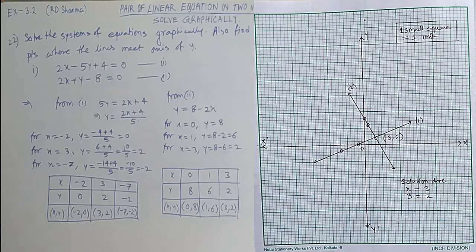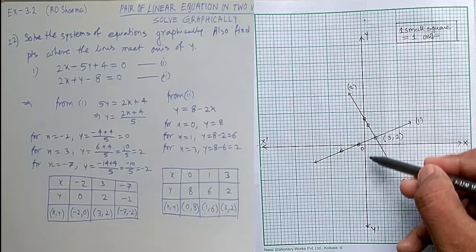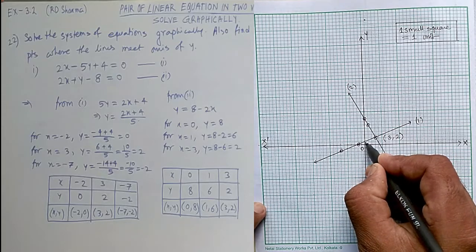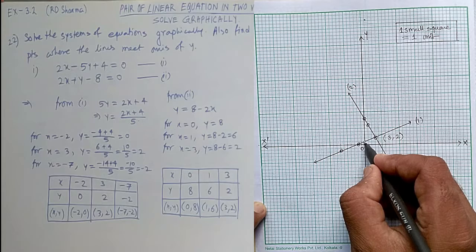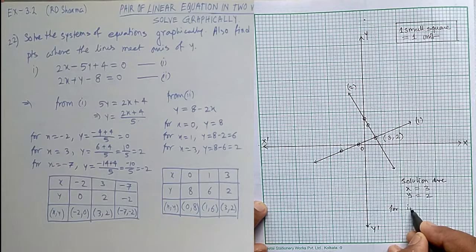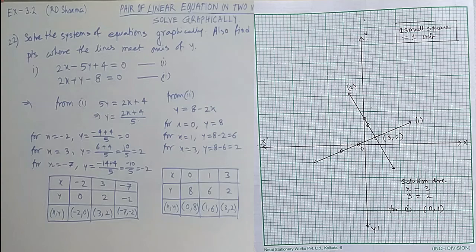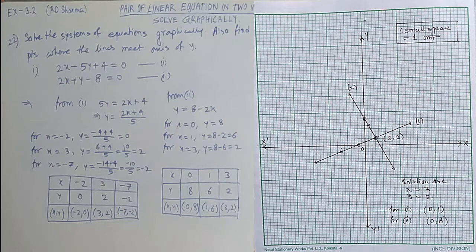And the next question is to find the coordinates of the points where the lines meet the y-axis. Now this is the y-axis, and the first line meets this y-axis at this point, and the coordinate of this point is x equals 0 and y equals minus 1. For equation 1, it is 0 comma minus 1, and the y-intercept of the second line is 0 comma 8. That's it.